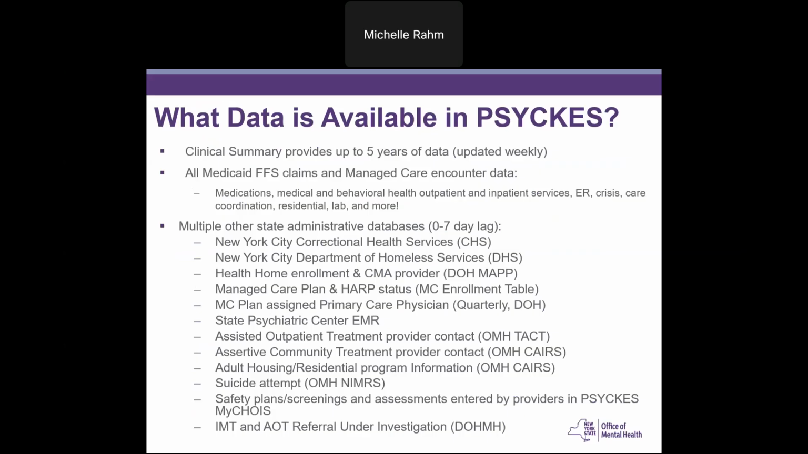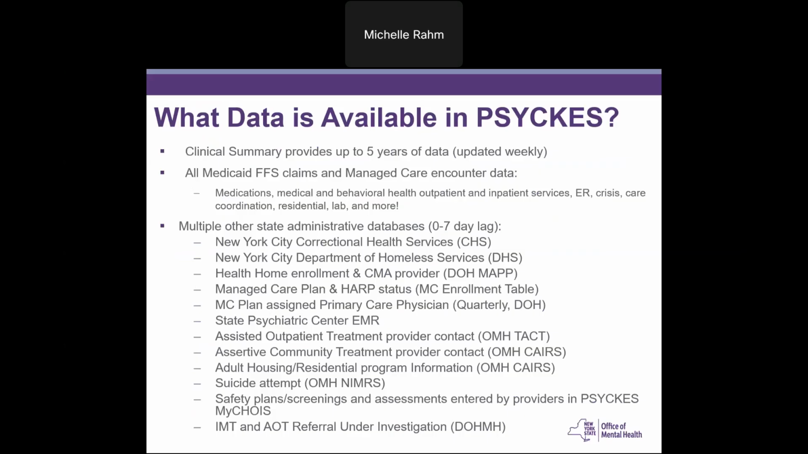So our newest data source is the NYC Correctional Health Services data, which includes provider name, jail admission date, jail discharge date, where the individual was released to, if they were placed in jail mental health residential treatment, behavioral health diagnoses, medications at the time of discharge, and if there was a scheduled follow-up or referral.